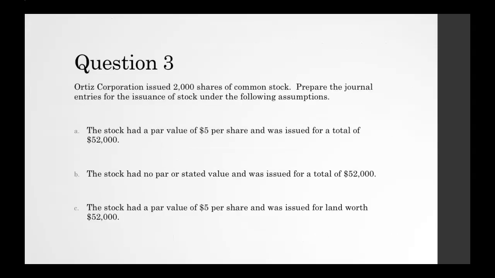Now if we take a look at question number 3, it tells us that Ortiz Corporation issued 2,000 shares of common stock, and we need to prepare the journal entries for the issuance of that stock under the following assumptions. So the first one, the stock had a par value and was issued for a total of $52,000. Second one, the stock had no par or stated value and was issued for a total of $52,000. And then the third one, the stock had a par value of $5 per share again, but this time it was issued for land worth $52,000.